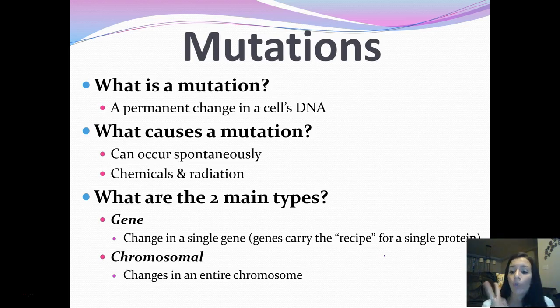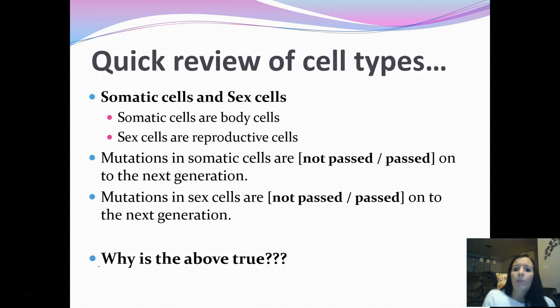There are 2 main types that you need to be aware of. There's a gene mutation, which is just changes in a single gene. And then there's chromosomal mutations, which are changes in an entire chromosome. And I'm sure you can guess which one is worse. Before we go on though, let's do a quick review of the cell types.